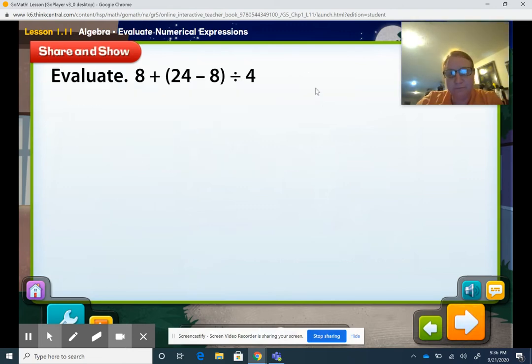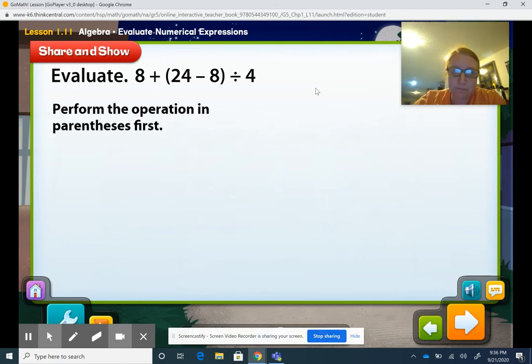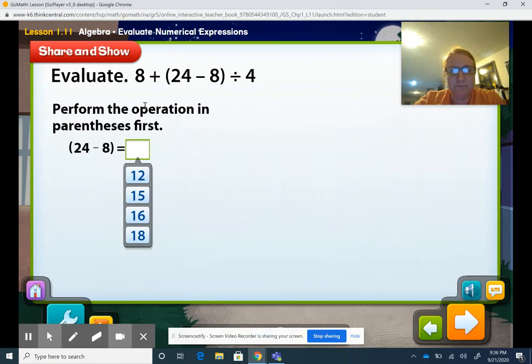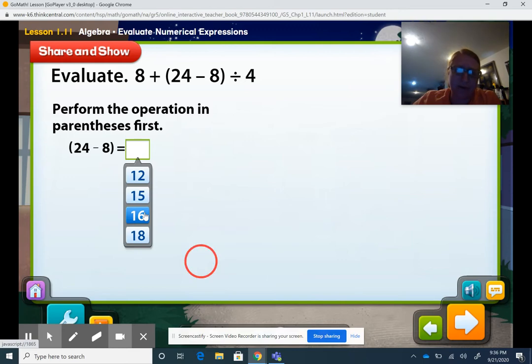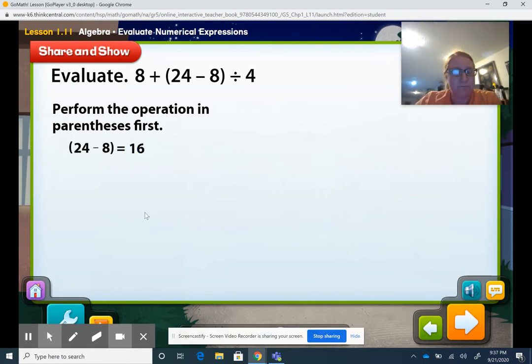Follow the order of operations to evaluate the expression 8 plus (24 minus 8) divided by 4. Perform the operation in parentheses first. What does 24 minus 8 equal? 24 minus 8, so 24, 23, 22, 21, 20, 19, 18, 17, 16. Hopefully you can do those in your head. Sometimes I still use my fingers. I wouldn't be embarrassed. Great. 24 minus 8 equals 16.